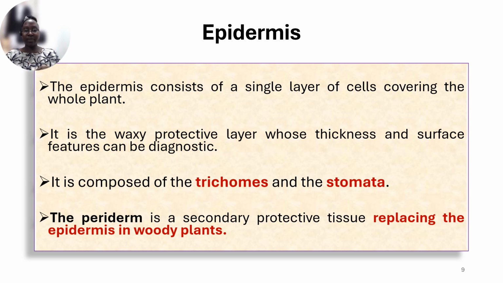The periderm is a secondary protective tissue replacing the epidermis in woody plants. So when it comes to woody plants now, we don't call it the epidermis anymore. It is the periderm because it has been replaced by something thick.